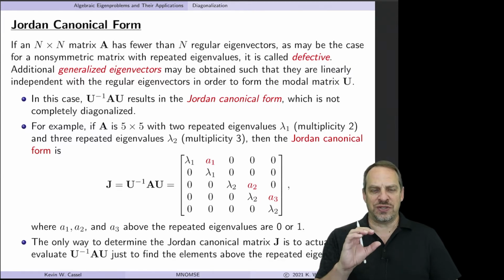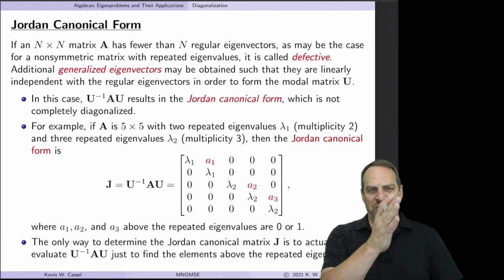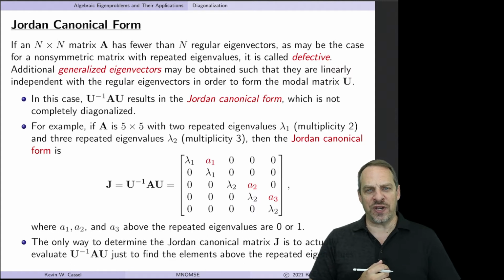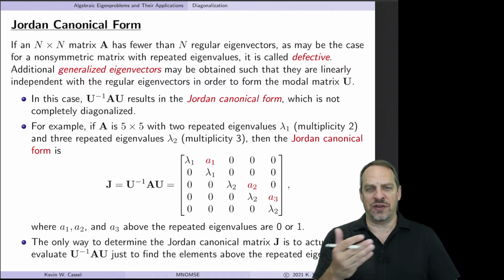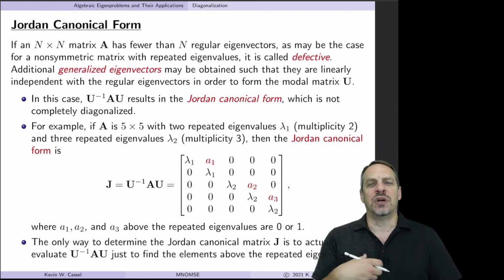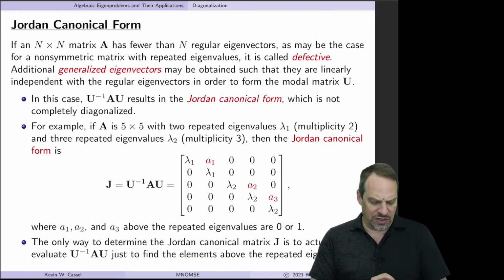If we want to do a diagonalization type process, we need to be able to fill up our modal matrix with capital N eigenvectors that are linearly independent to accomplish that. So in a situation where we have a defective matrix and we don't get the full complement of capital N regular eigenvectors, we need a mechanism, a method for getting additional eigenvectors. They're called generalized eigenvectors. We'll talk about how to do that in a moment.